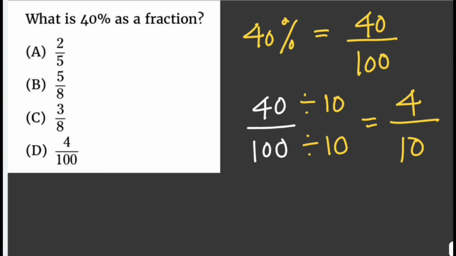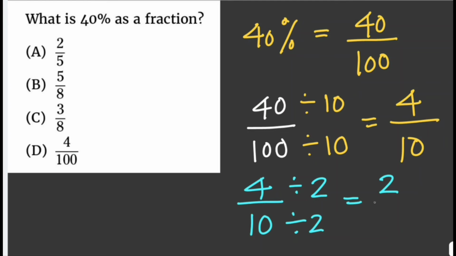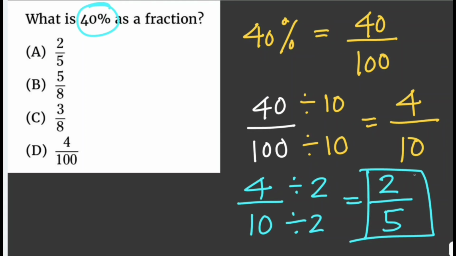Now take note here that 4 over 10 can still be further reduced since 4 and 10 are both divisible by 2. So we can divide 4 and 10 by 2. 4 divided by 2 is 2 and 10 divided by 2 is 5. So now this is the simplest fraction. Therefore, 40% is equivalent to 2 over 5 in fraction form. So the answer here is letter A.